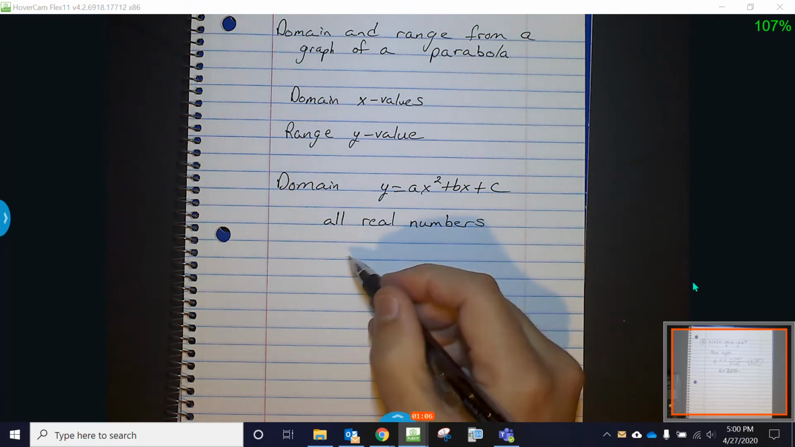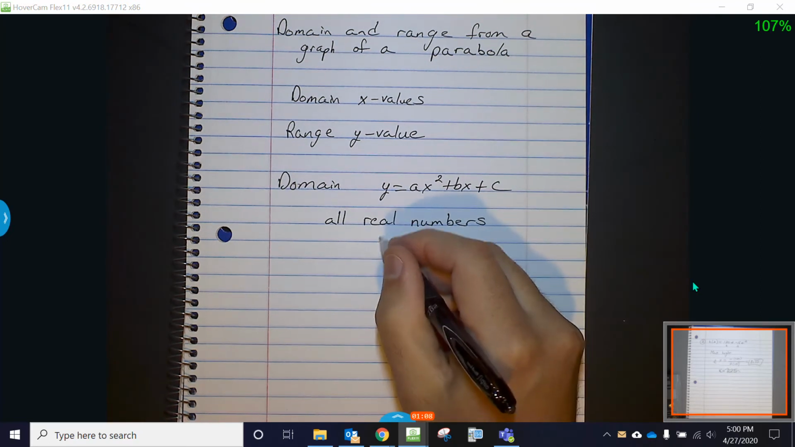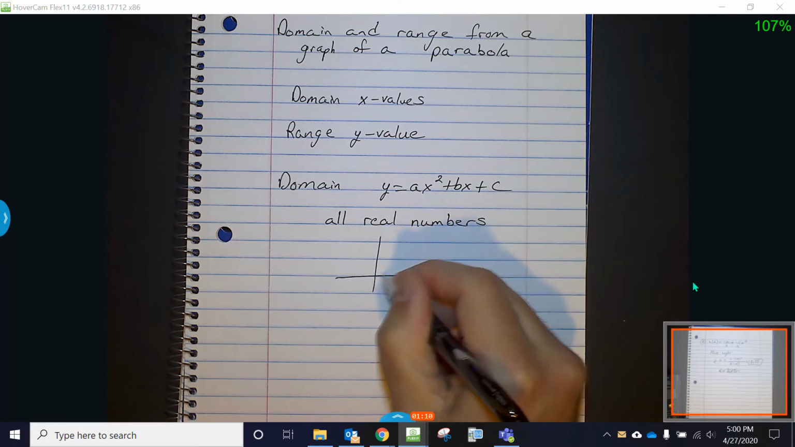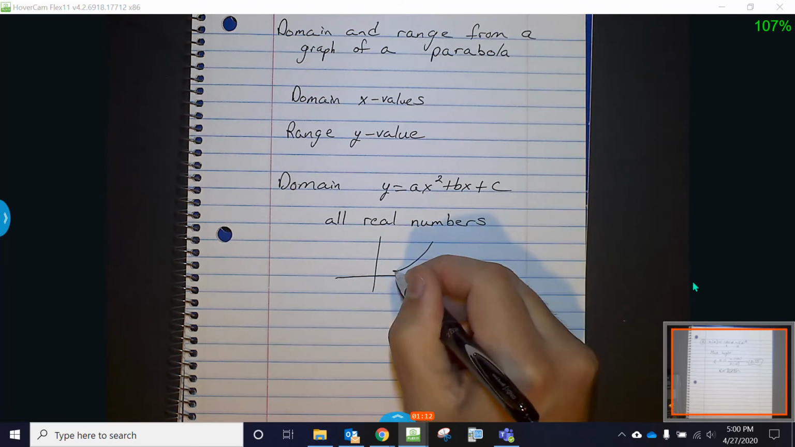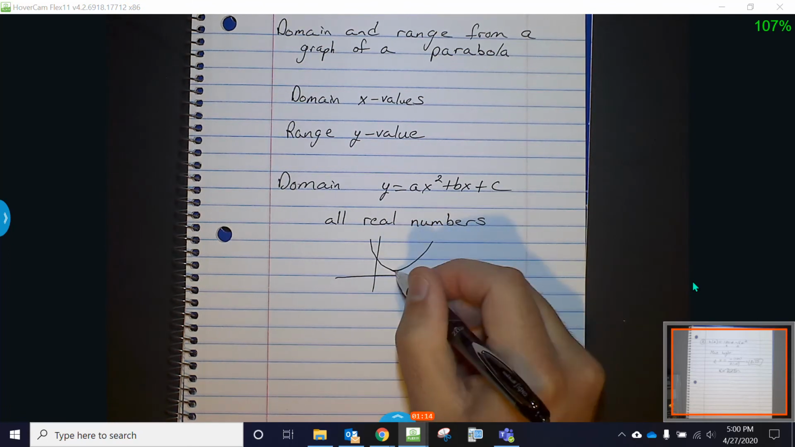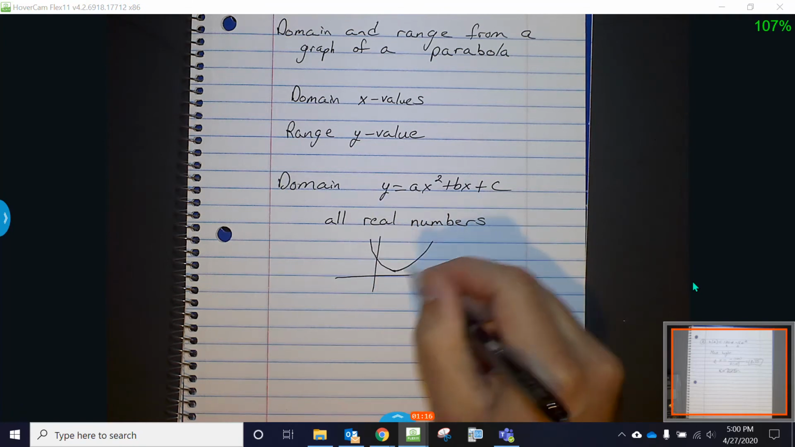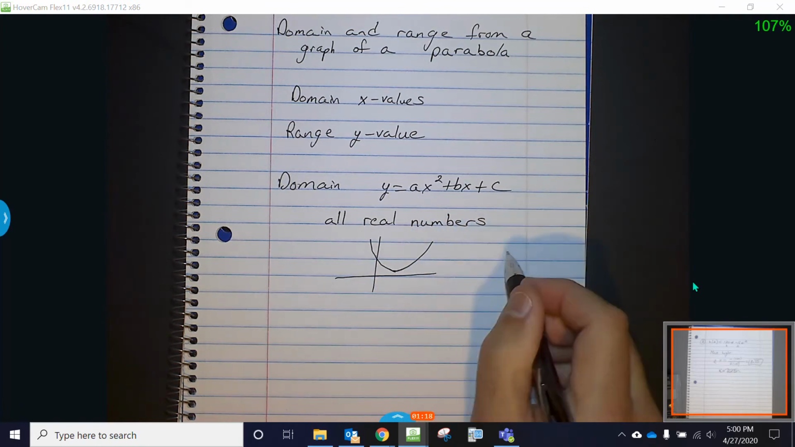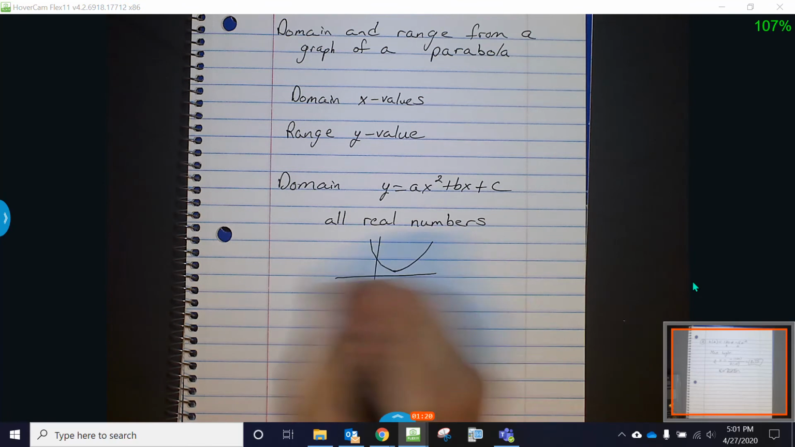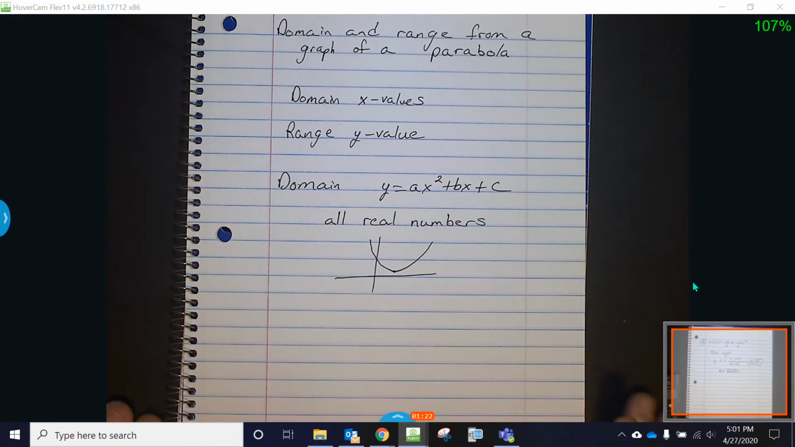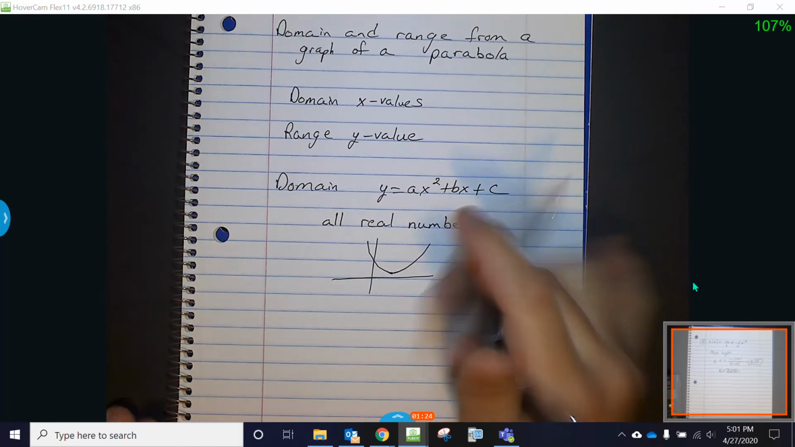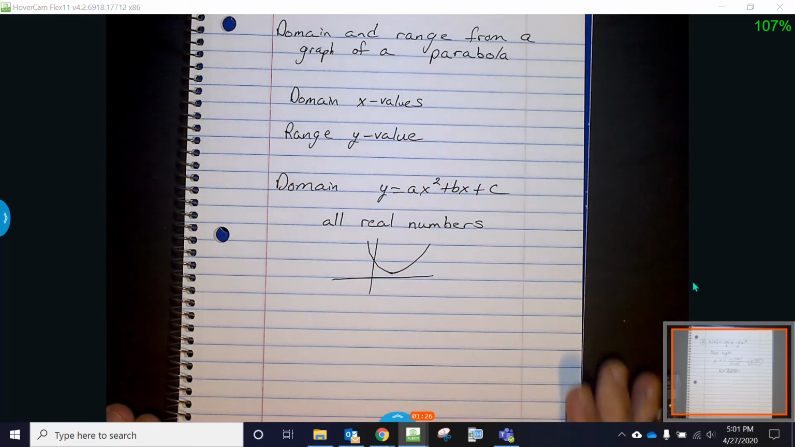Because when we draw a quick picture, say we have this and this, the parabola goes out and up forever, out and up forever. So it goes this way to an x value to infinity, this way to negative infinity, which makes all real numbers. And that's your option in Alex.